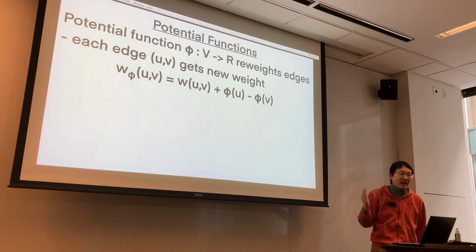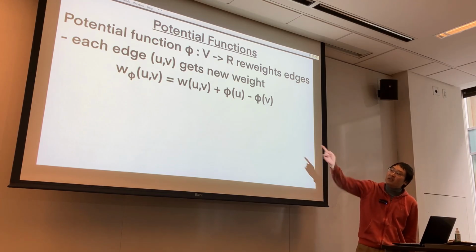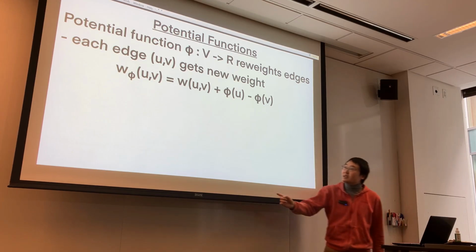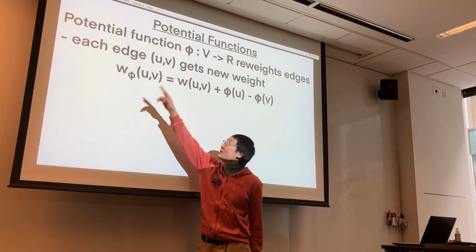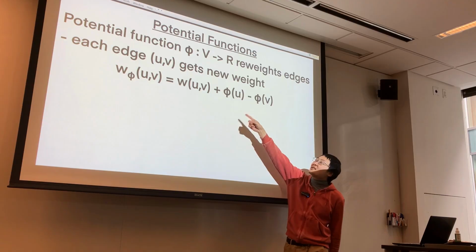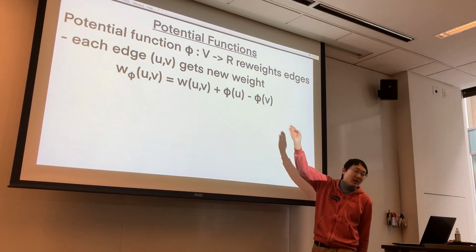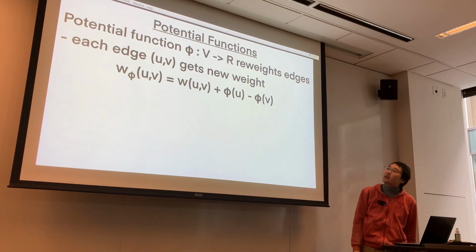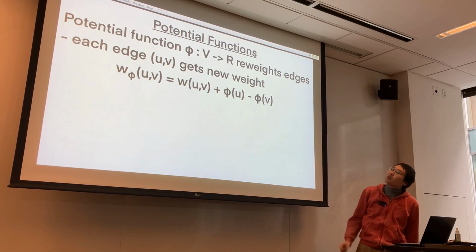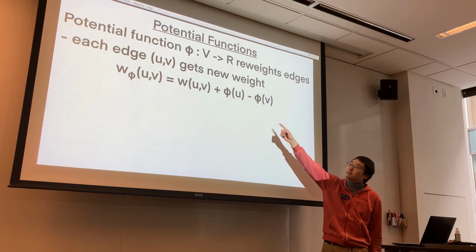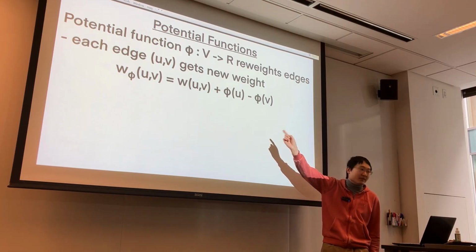Recall this is an edge-weighted graph. Every edge will have a new weight. The new weight under the potential function equals the old weight plus the potential of the tail of the edge minus the potential of the head of the edge. This is a directed graph, so edge weights are defined this way, where of course direction matters because uv is an edge from u to v.